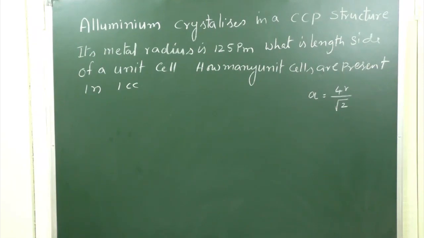Aluminum crystallizes in a CCP structure. Its metal radius is 125 picometer. What is the length of the side of a unit cell? How many unit cells are present in 1 cc?